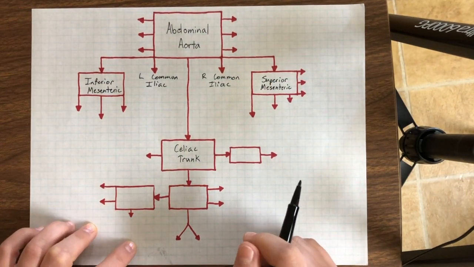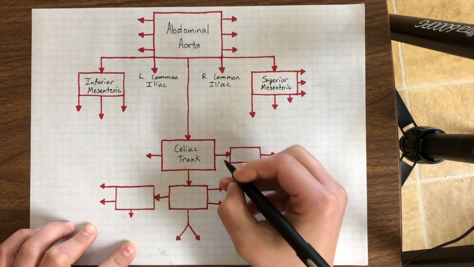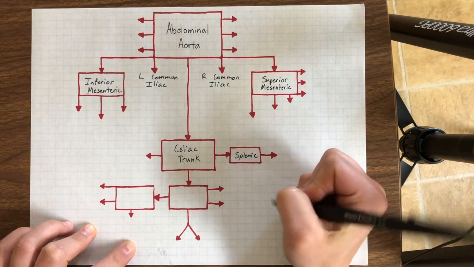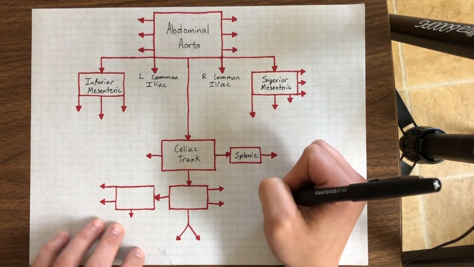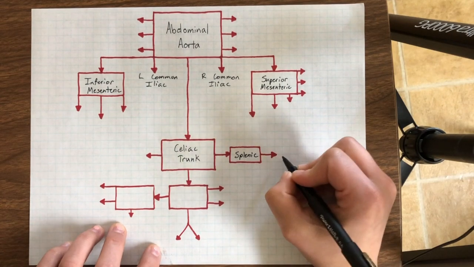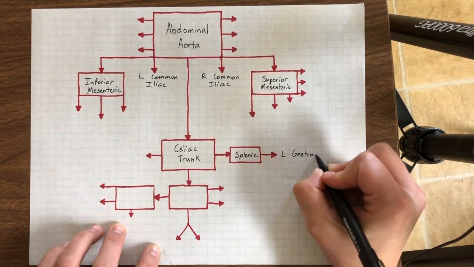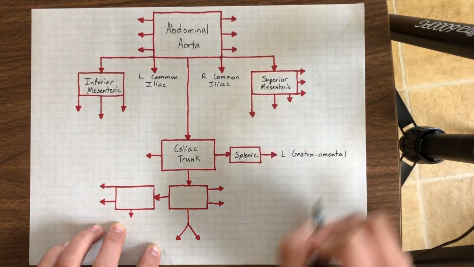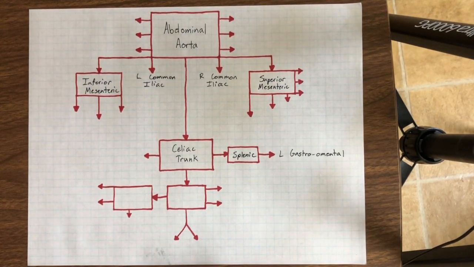So let's go ahead and get started with the celiac trunk. One of the first arteries that's going to be coming off of this is going to be our splenic artery, and as the name suggests, that is going to provide blood to the spleen. We're going to have a branch coming off it before it reaches the spleen, however, called the left gastroomental. And the gastroomental arteries are going to supply the stomach, specifically the greater curvature.